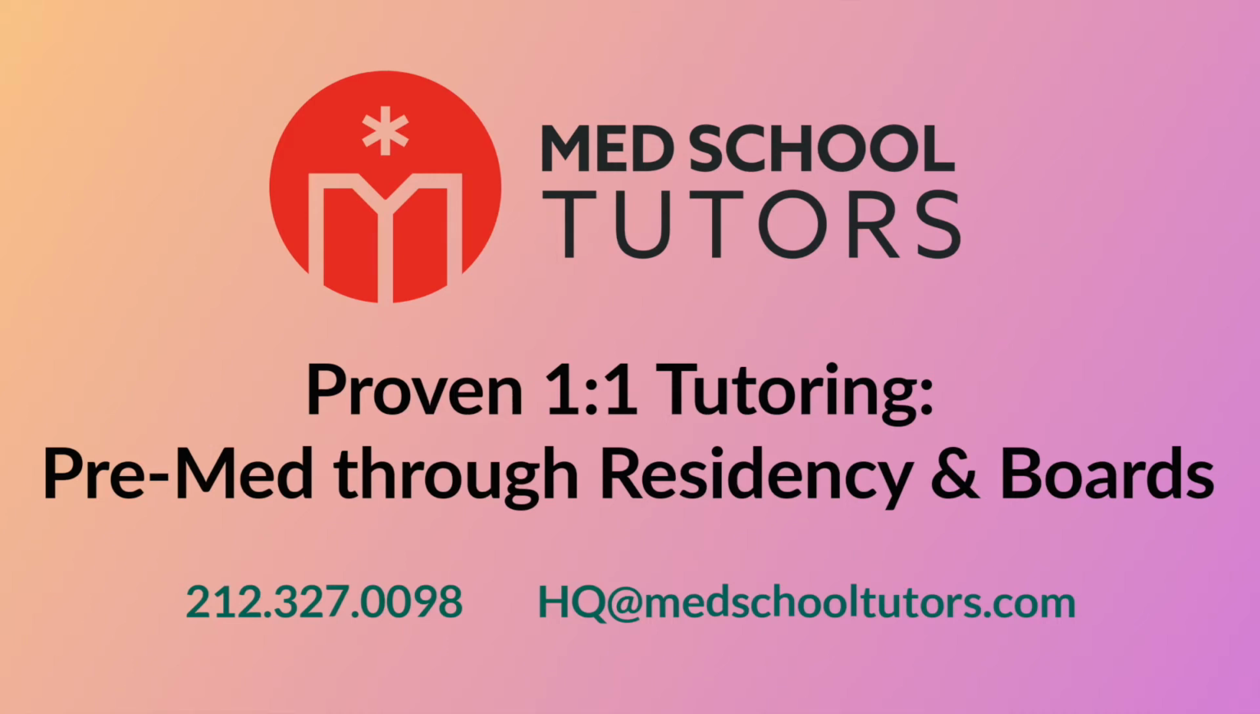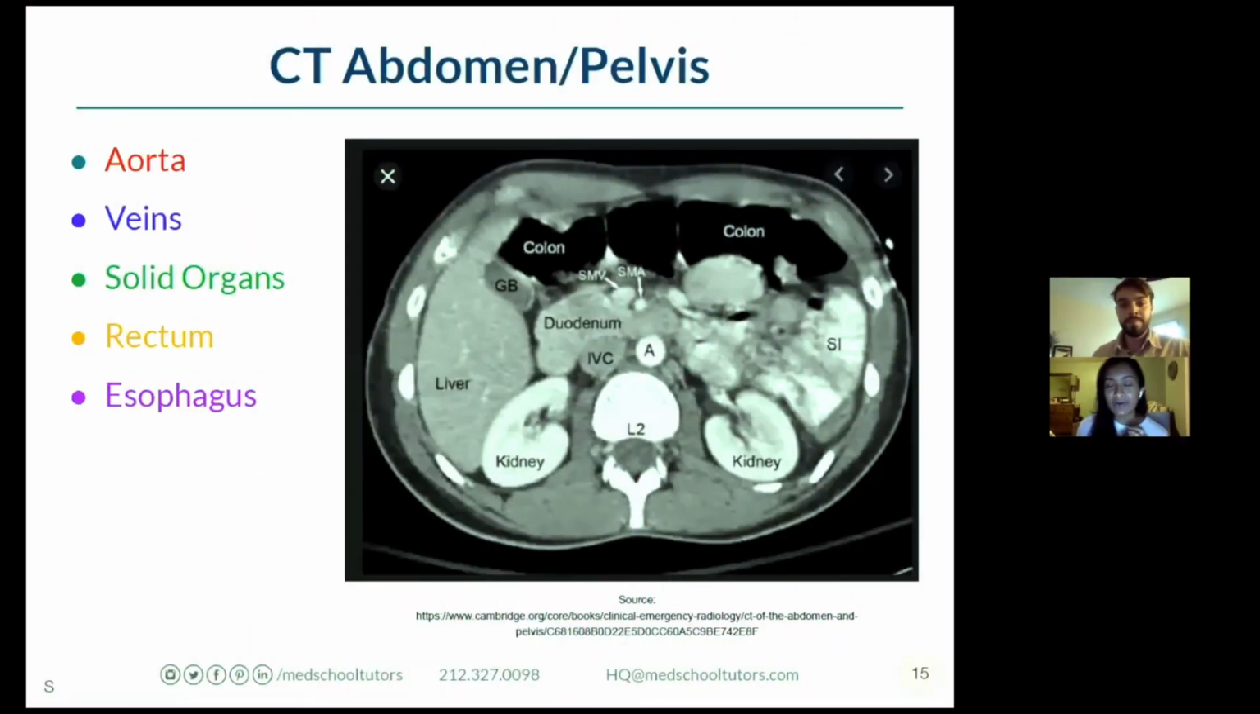Now we're going to get a little bit into CTs. We'll start with CT abdomen pelvis, my favorite, because it has everything, right? The majority of your organs are all in this area, so there's a lot of pathology that gets tested here. But again, if you have a systematic approach, it's very, very doable.